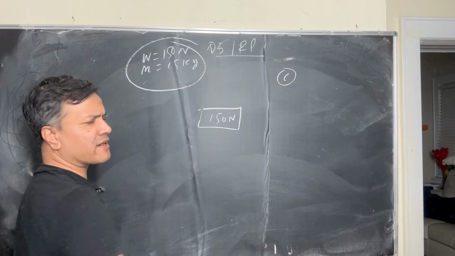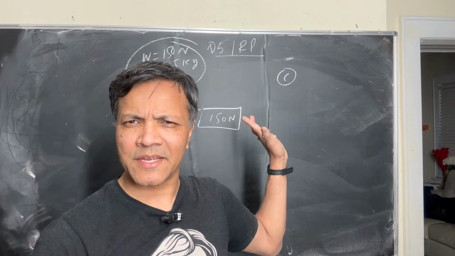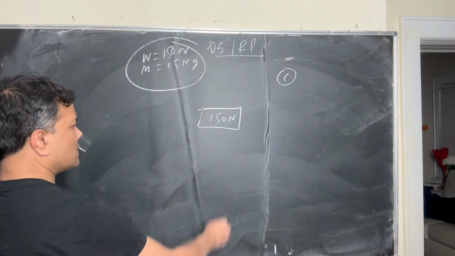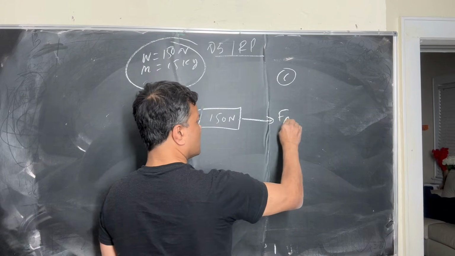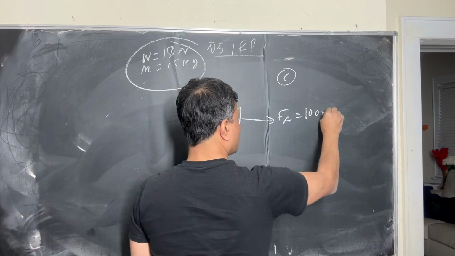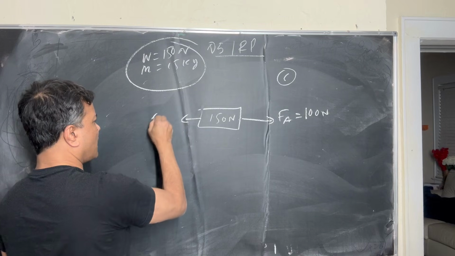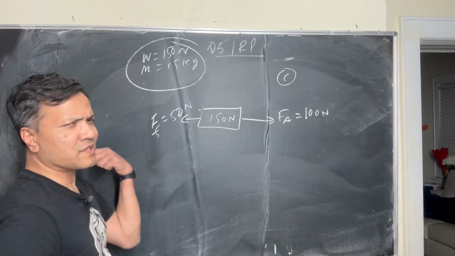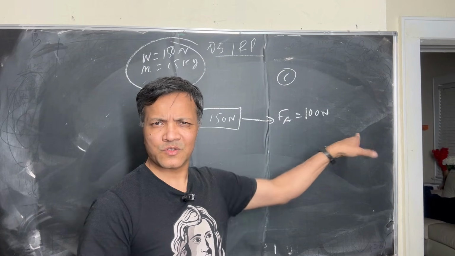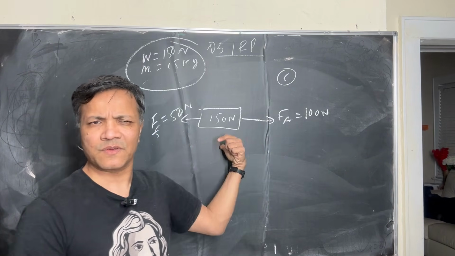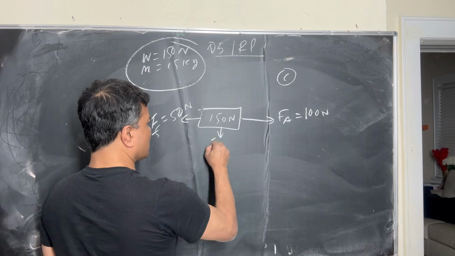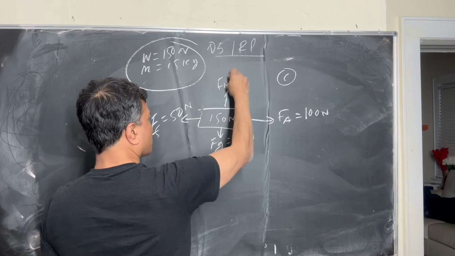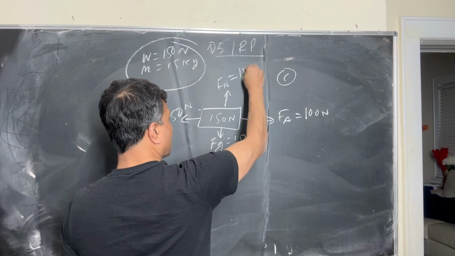If you feel good by writing this one, feel free to do that. I don't care. I give you scrap paper. You write whatever you want. Good. You pull this one by 100 Newton and you pull this one by, well, there is a friction, by 50 Newton. So friction is pulling this way, but there is a net force to the east because 100 is bigger than 50, obviously. Fg is 150 Newton and Fn is also equal in magnitude, opposite in direction.